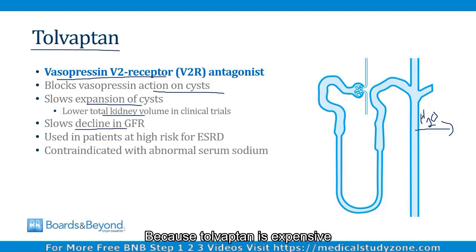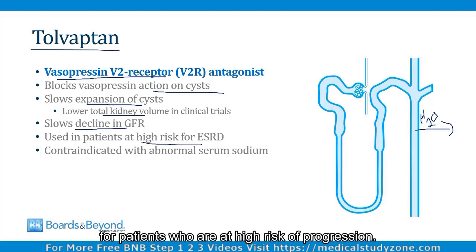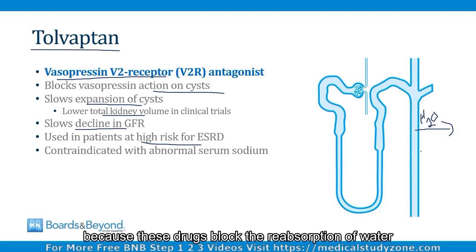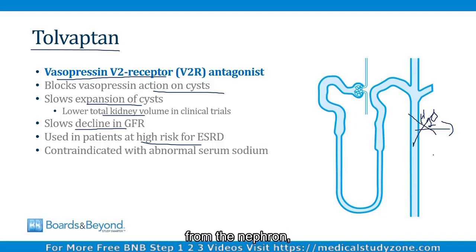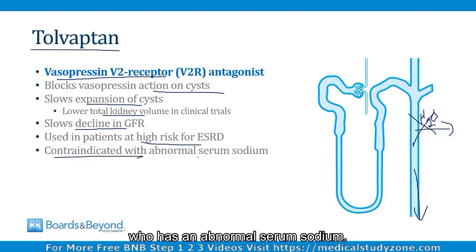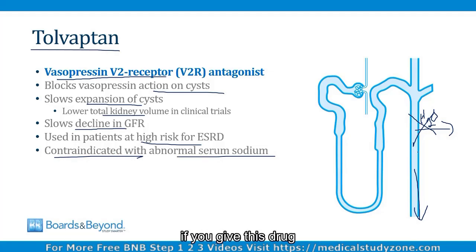Because tolvaptan is expensive and because the progression of renal disease in ADPKD is very slow, tolvaptan is usually reserved for patients who are at high risk of progression. These are patients thought to likely need dialysis in the relatively near future if not treated with a drug. And then lastly, because these drugs block the reabsorption of water from the nephron, they cause water to go out in the urine, and therefore they can easily cause the patient to develop an abnormal sodium concentration. So for that reason, tolvaptan is contraindicated in any patient who has an abnormal serum sodium, especially patients with hypernatremia. Those patients can see their hypernatremia get much worse if you give this drug and cause water to go out in the urine.